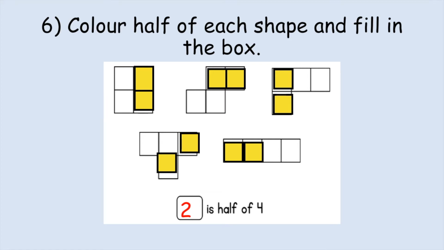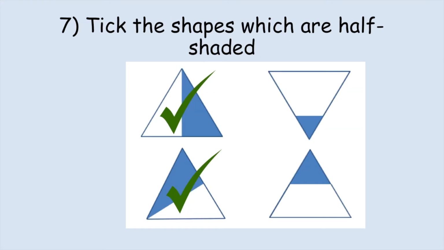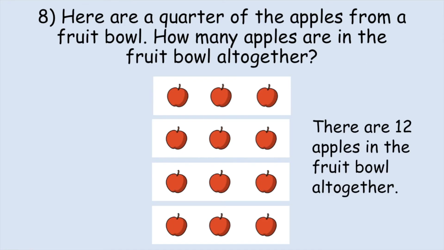Colour half of each shape and fill in the box. So as long as you have 2 squares shaded in, coloured in for each of the different shapes, then that is fine. 2 is half of 4. Well done. Tick the shapes which are half shaded. Remember, half is 2 equal parts. So these 2 triangles here are 2 equal parts with one of them shaded. But this bit here is a lot smaller than the white bit. And this bit is not equal either. So well done if you got that correct.